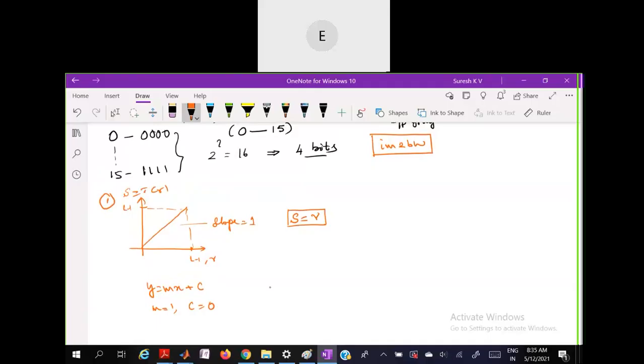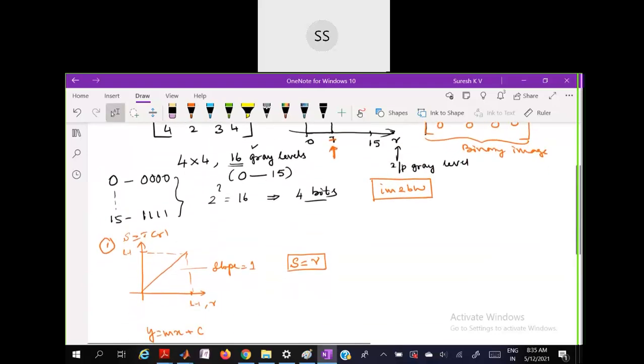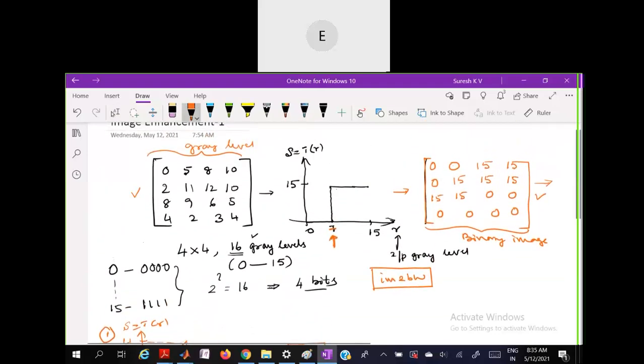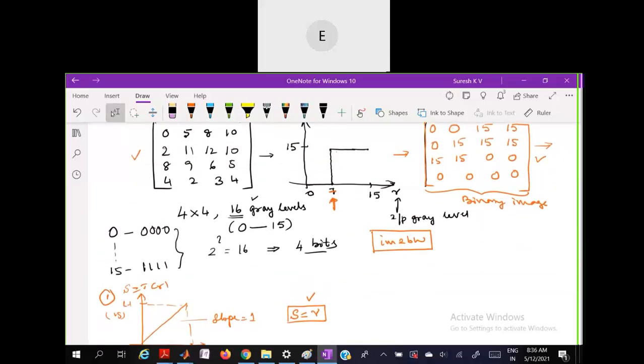So now tell me what happens. For example, if I use this type of transformation for this image itself, where L minus 1 is equal to 15, this is equal to 15, this is also 15. What do you think will happen? If I use this transformation, what will be my output image? S is equal to R. What will happen?